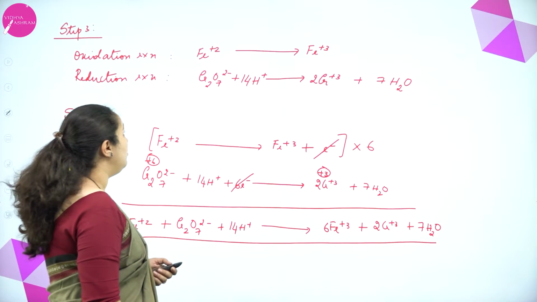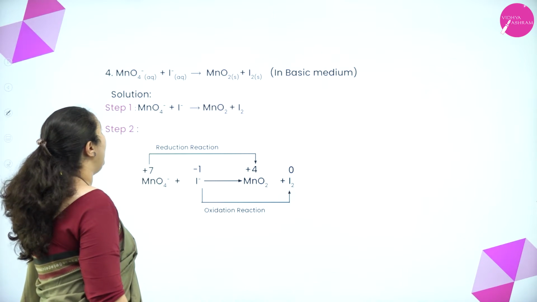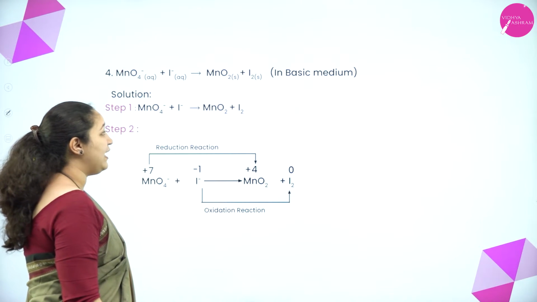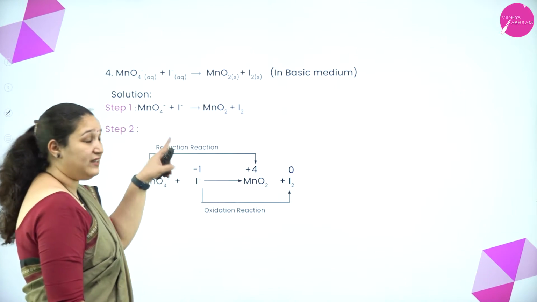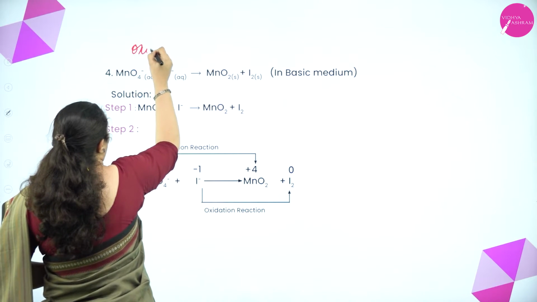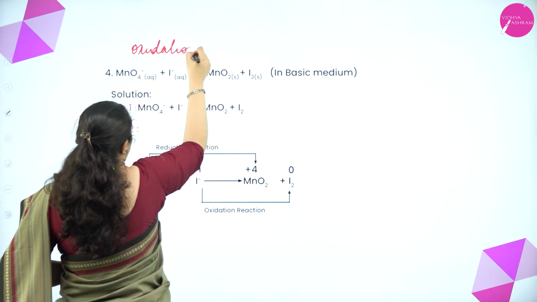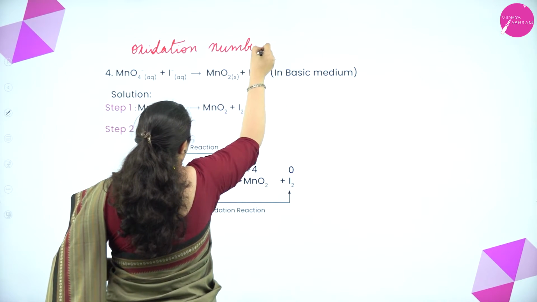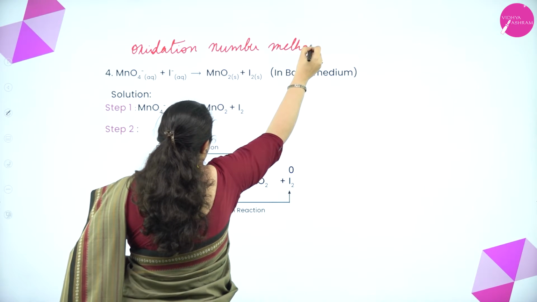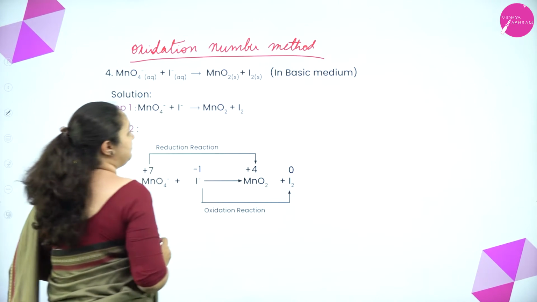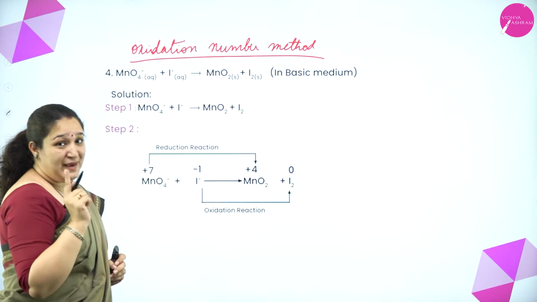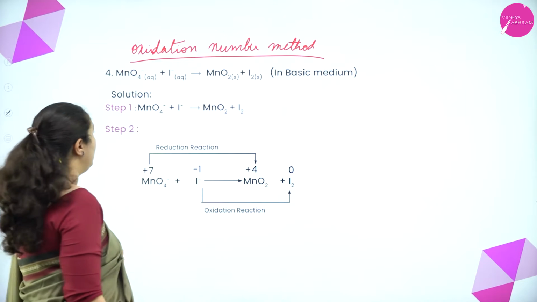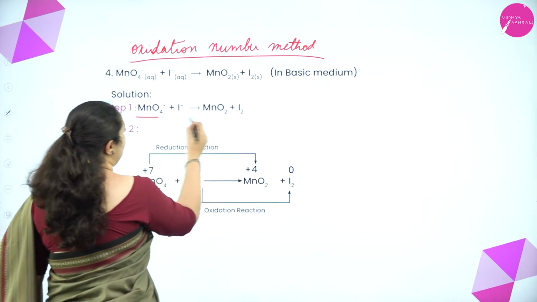Okay. So next one is MnO4 minus plus I minus giving MnO2 plus I2 in basic medium, and here I am using, what is it? Oxidation number method. Okay. So this is in basic medium. Basic medium I had not explained, so I shall do it now. Okay. So first step is write the skeletal equation.